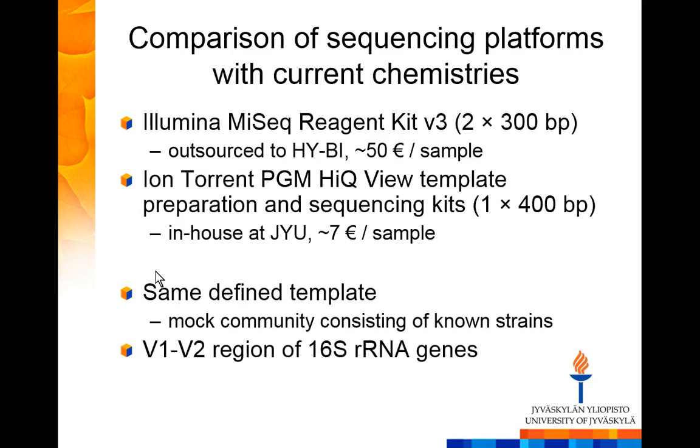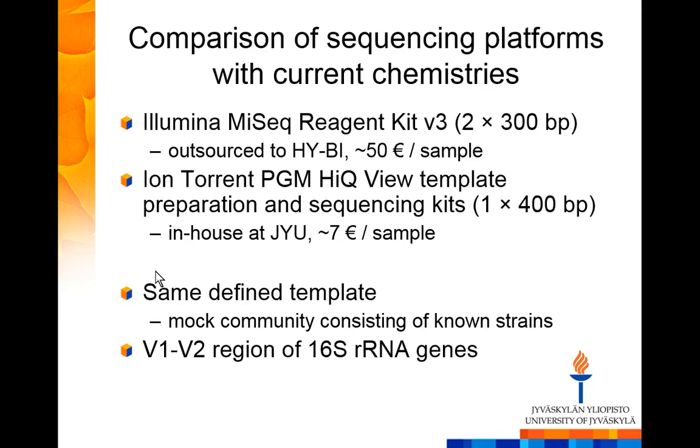For the Ion Torrent, our in-house protocol, just for the sequencing, the cost of reagents is about €7 per sample, just for the reagents, without VAT. So a big difference in price, and how much time do I need to invest in the sequencing? If I do the sequencing myself for about 100 samples, the sequencing itself takes about 1 day. So not too much.